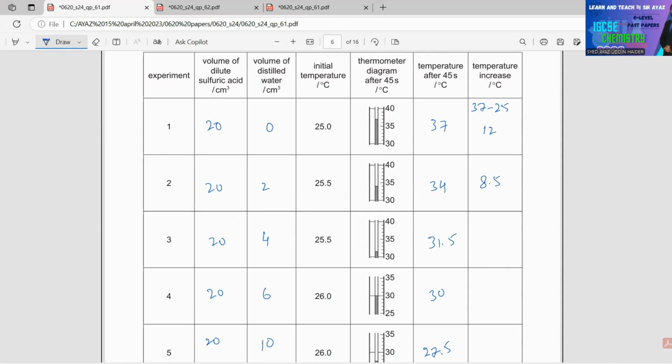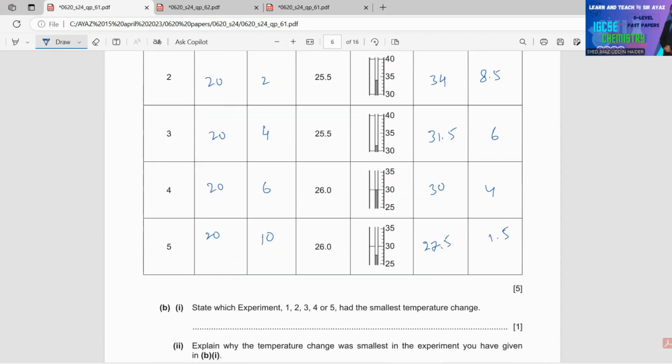In experiment 3, 31.5 minus 25.5, it's 6. Experiment 4, 30 minus 26, it must be 4. Last experiment, 27.5 minus 26, it must be 1.5. B1. State which experiment 1, 2, 3, 4 or 5 had the smallest temperature change. It's very easy if you look at this. It's experiment 5. Look at the temperature change, which is 1.5. So I will write 5 here.